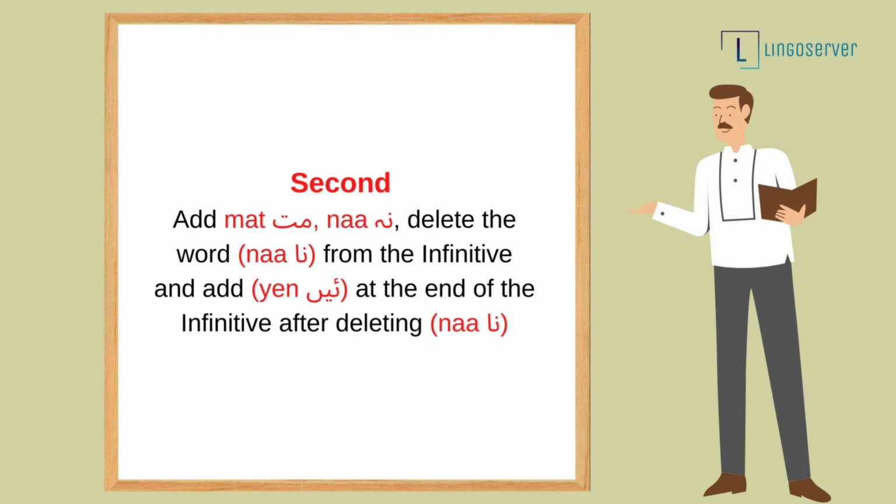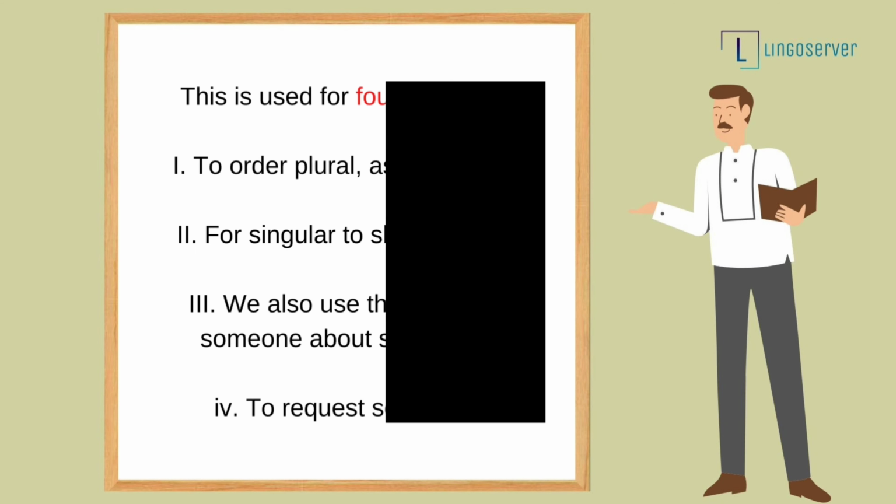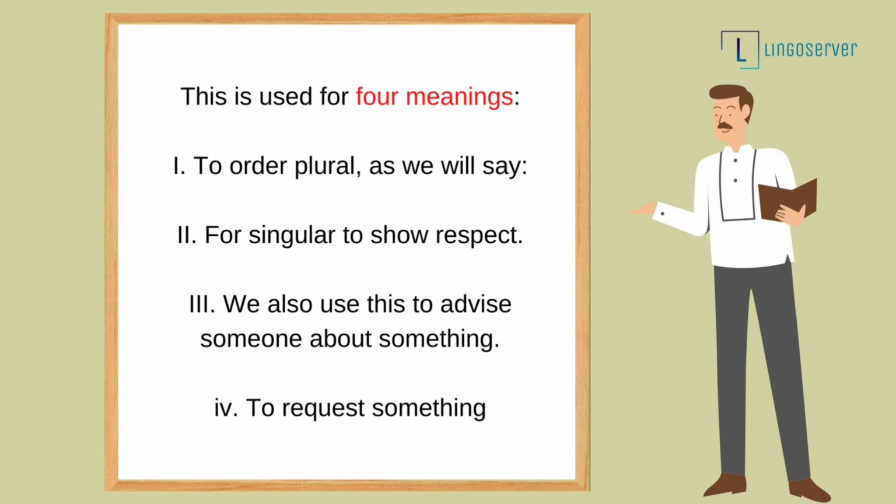Second, add mat or na, delete the word na from the infinitive and add ie at the end of the infinitive after deleting na. This is used for four meanings: number 1, to order plural; number 2, for singular to show respect; number 3, we also use this to advise someone about something; number 4, to request something.